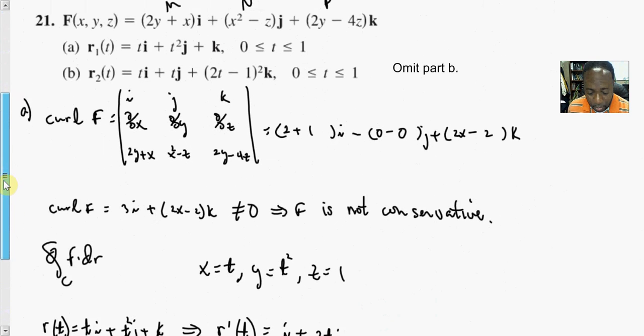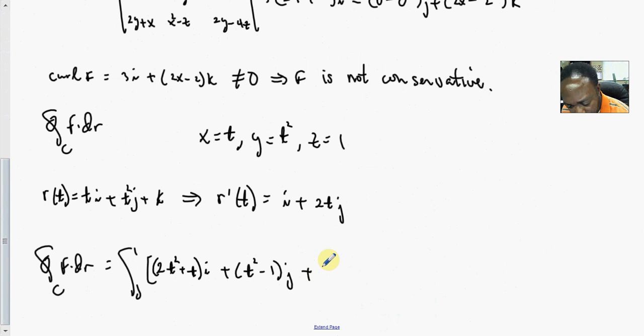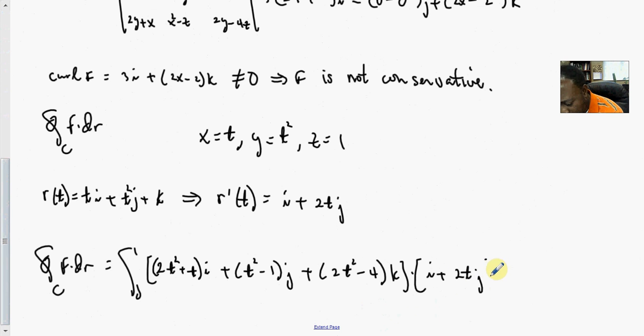So, okay, F is 2y minus 4z for k, right? So 2y, y is t squared, so this is 2t squared minus 4. Okay, I think I got everything. Times the dot product with r prime, which is i plus 2tj, dt.